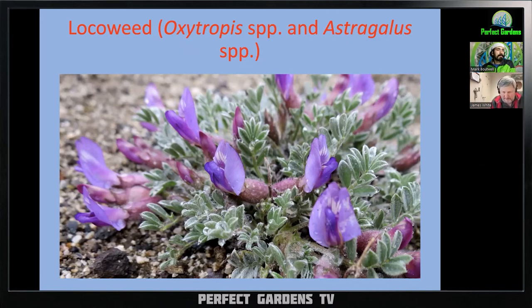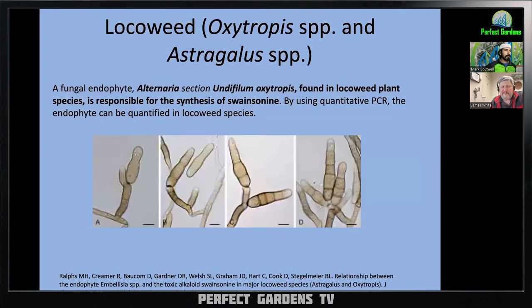There are different species of them, but it turns out they have an endophyte, and it's the endophyte that produces the chemical. And this shows the endophyte. This is what it looks like if you grow it. They grow real slow, but they're related to Alternaria, that other endophyte that I talked about. They put this in genus Endophyllum, and it produces a chemical called swainsonine, which is highly toxic.